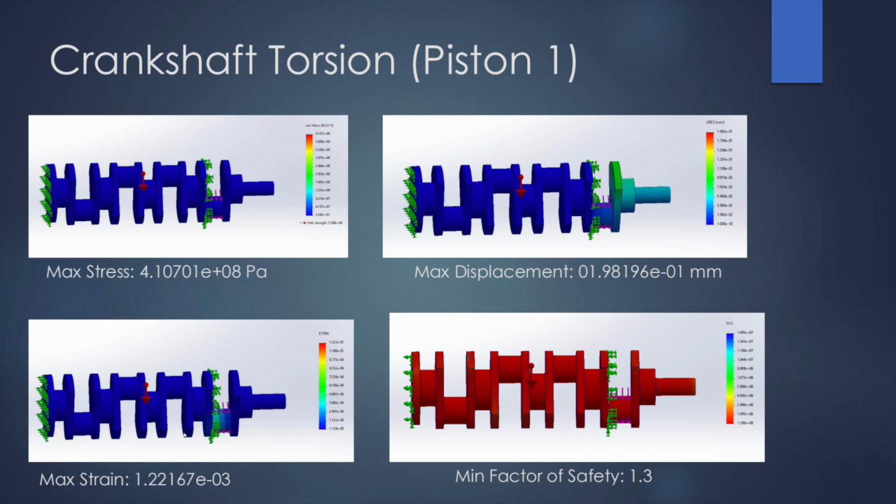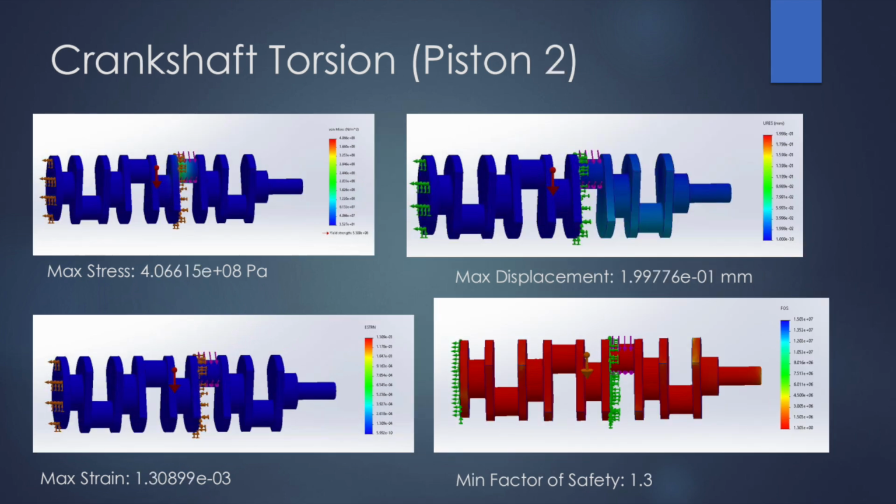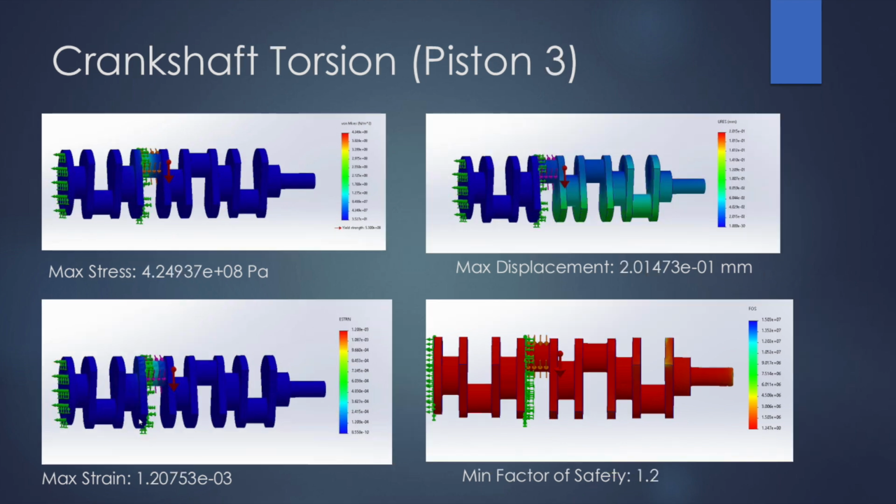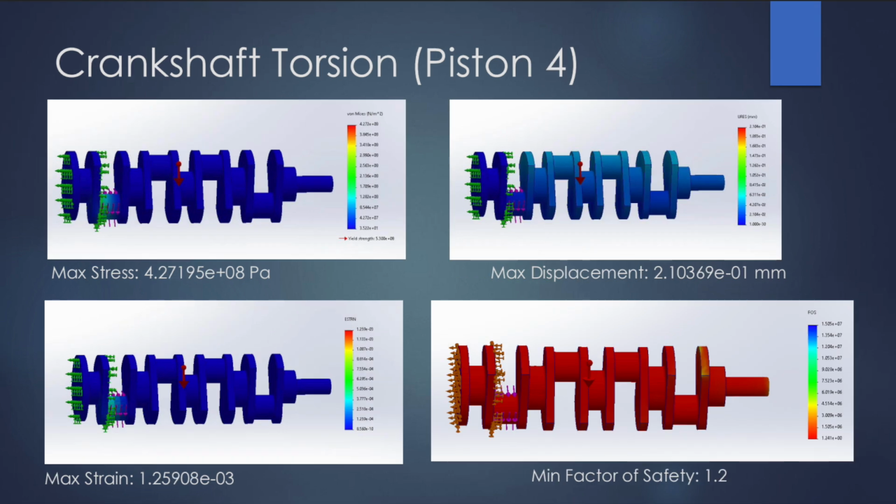For the torsion study, a 4,000 Newton meters torque was applied, reflecting twisting forces from piston combustion. This produced a maximum stress of 427.195 million pascals, with a safety factor of 1.2. Critical stress points near the pins highlighted potential areas for improvement, and these simulations confirmed the crankshaft reliability under high stress conditions and provided insights to optimize its design further.